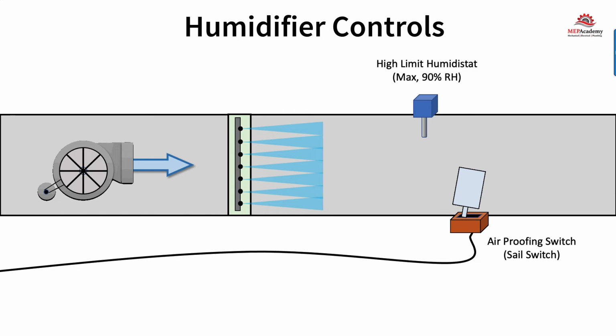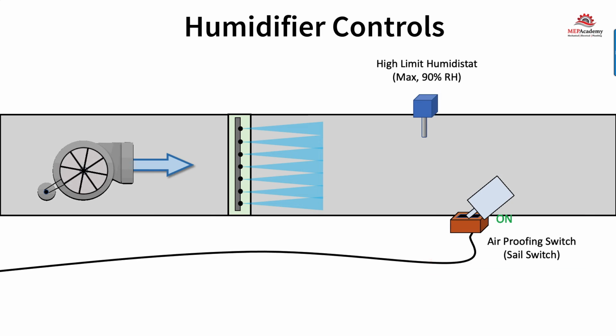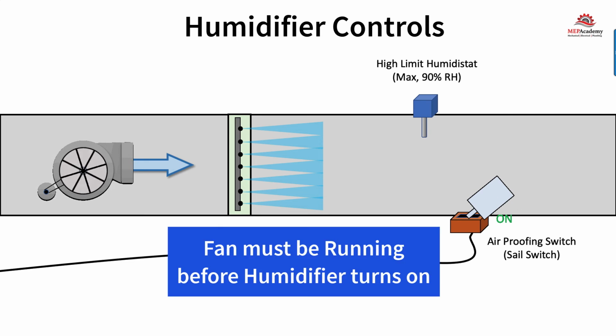Most of the humidifiers will use some version of the following controls. First, we have an air proving switch or sail switch, which is a device that confirms the fan is running and that air is blowing in the duct or air handler. You don't want the humidifier on if the fan isn't running, as this could create a lot of water accumulating on surfaces around the humidifier.